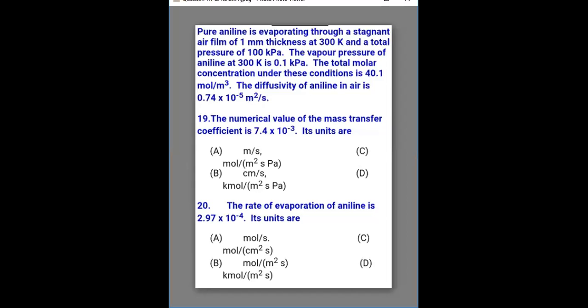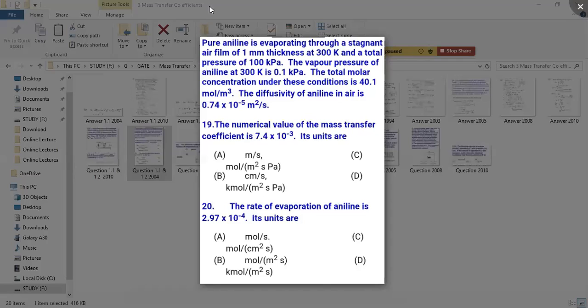One more example I would like to give. Now you have to do this example and you can give me the answer. So what is the example? You see it on your screen. The example was asked in the GATE exam, in the 2004 paper.